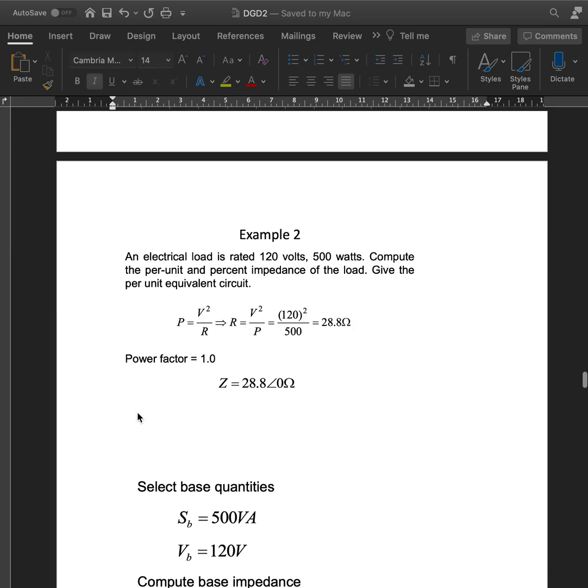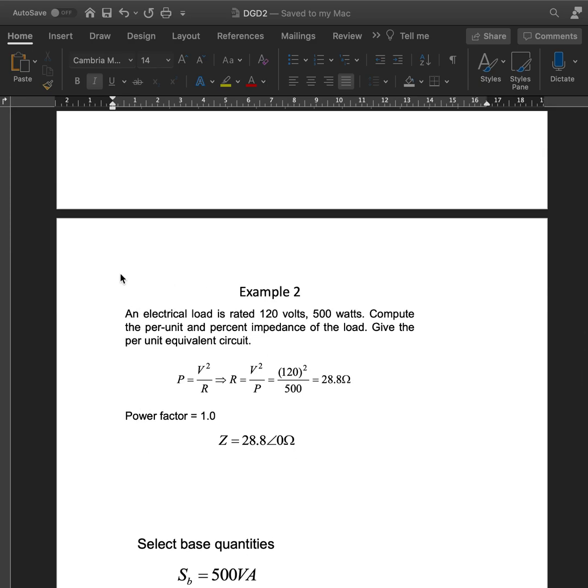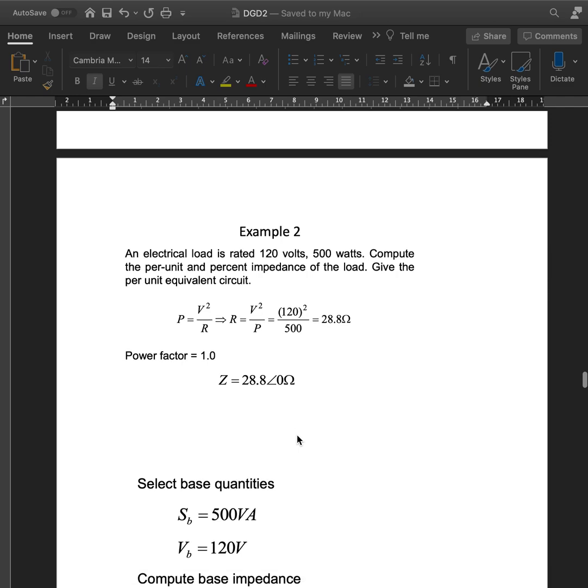Alright, let's do this here. An electric load is rated at 120 volts, 500 watts. Compute the per unit and percent impedance of the load. Give the per unit equivalent circuit. P is calculated as V squared over R, and R is equal to V squared divided by P. Hence, since we know the power and the voltage, we can find the resistance. We find it's 28.8 ohms. We assume the power factor to be 1 as nothing is given, hence the angle would be 0 degrees.